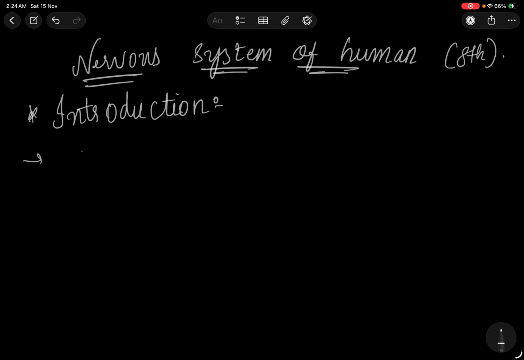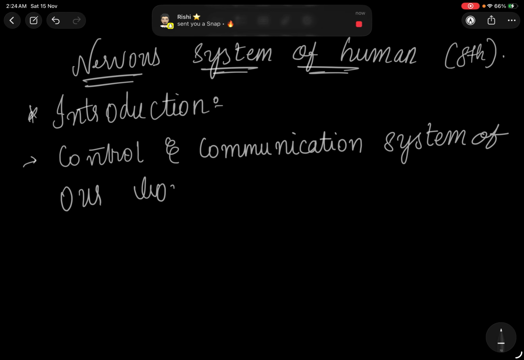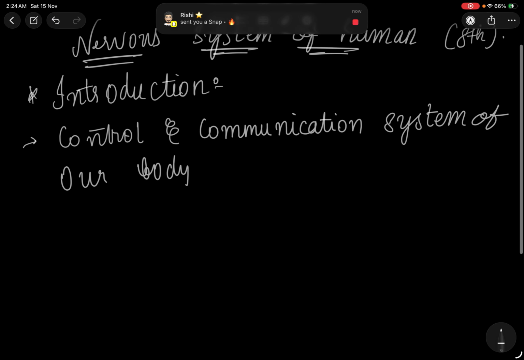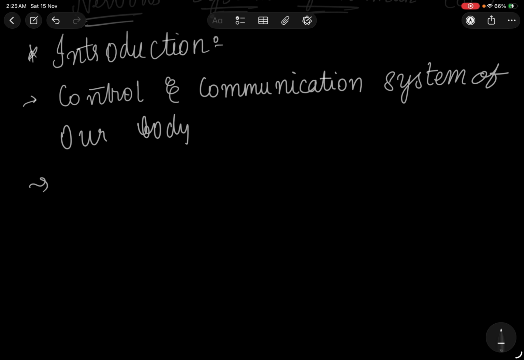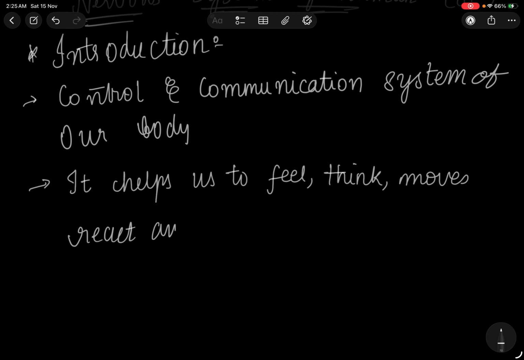So the nervous system is the control and communication system of our body. It helps us to feel, think, move, and also react and learn. Okay.